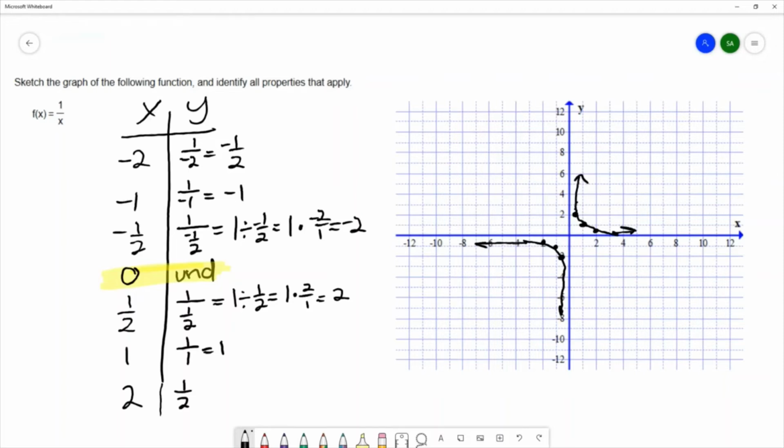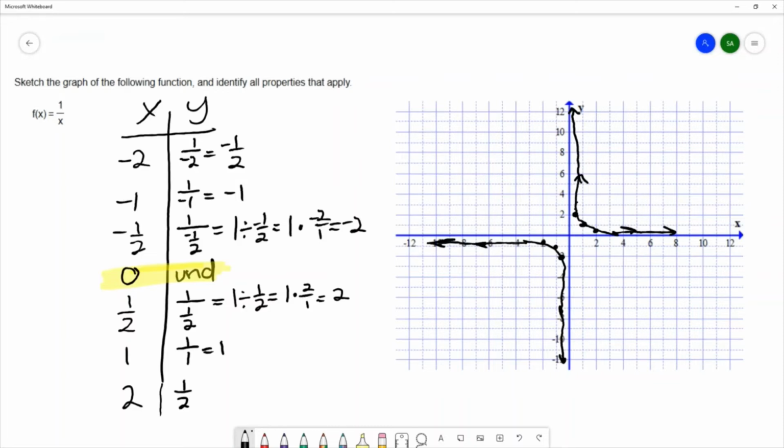Some special features of this function is it has a vertical asymptote and a horizontal asymptote. They both occur at 0, and what that means is that our graph is getting closer and closer to x equals 0. The y approaches infinity and negative infinity. And then here my graph is approaching a y value of 0, getting closer and closer without ever reaching it.